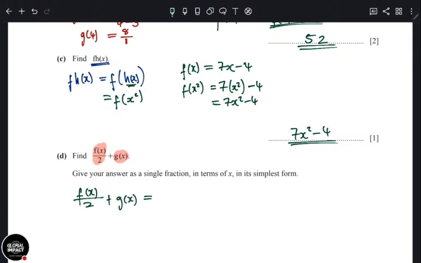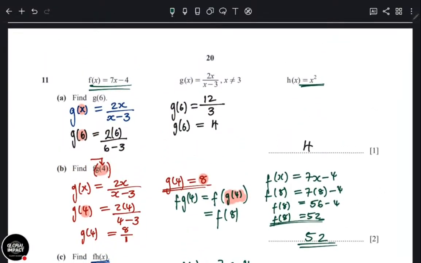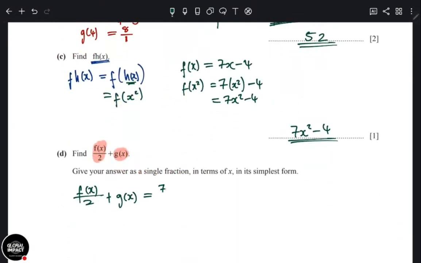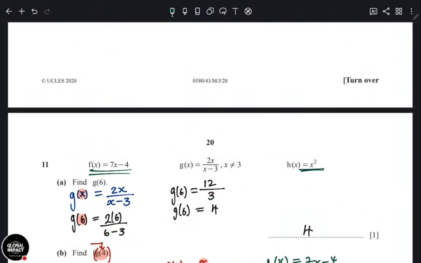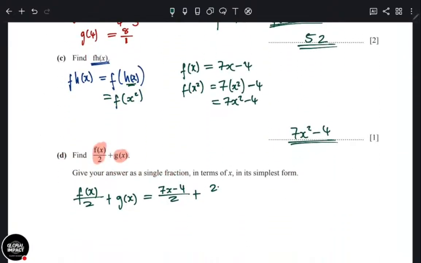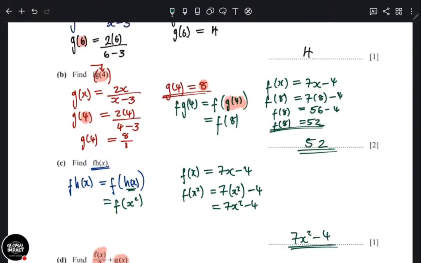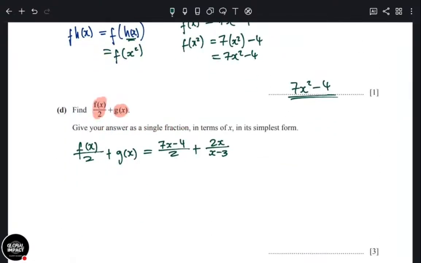We don't know what they'll give us; we just solve what they give us. What is f of x? You take 7x minus 4. So it's going to be 7x minus 4 over 2 plus, what is g of x? g of x is 2x over x minus 3. So it's 2x over x minus 3. Now we can continue.